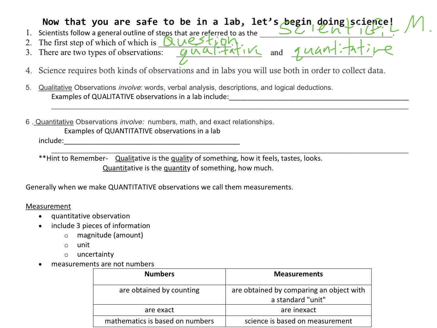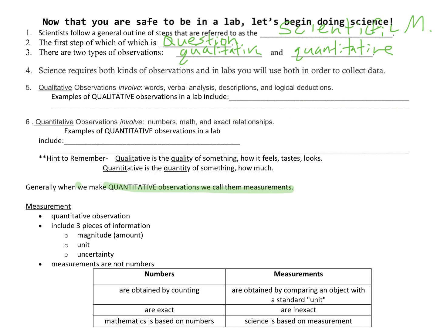The way that this works, anytime I give you an amount of space to write, that's how much I want you to write. So in this case, I gave you a full 1.5 lines, fill in that 1.5 lines. So to summarize this, generally, when we make quantitative observations, we call these measurements.